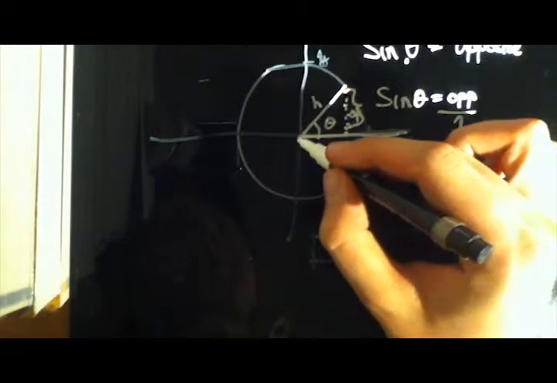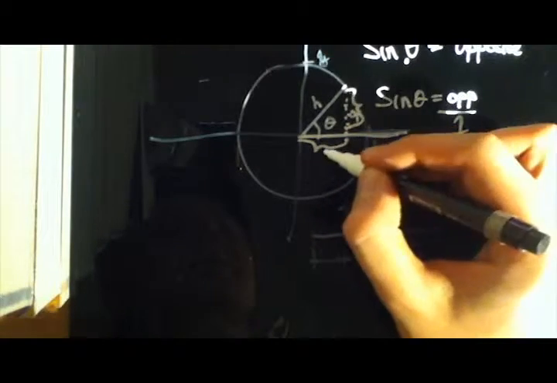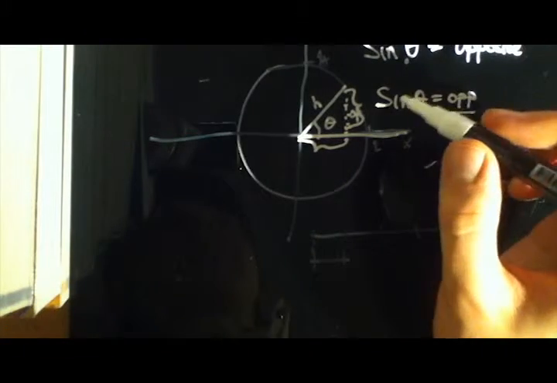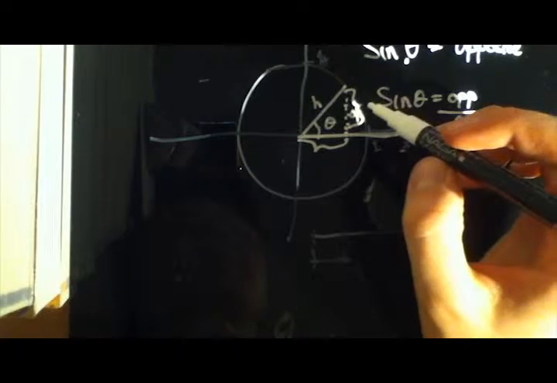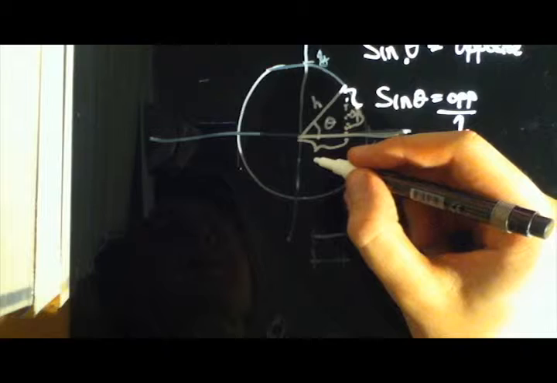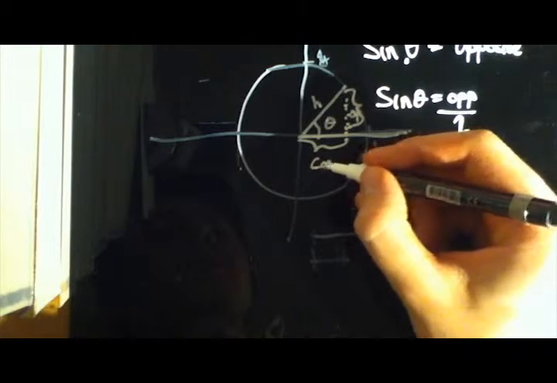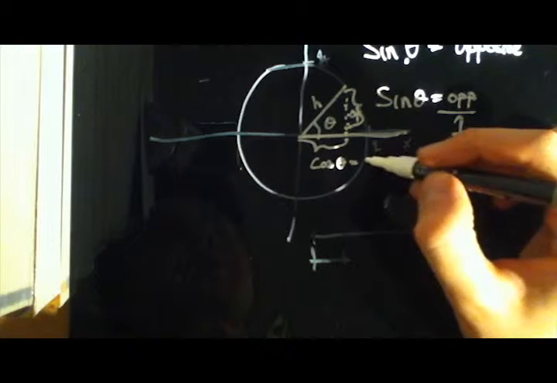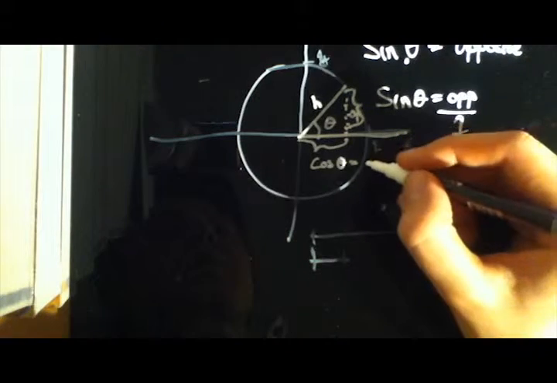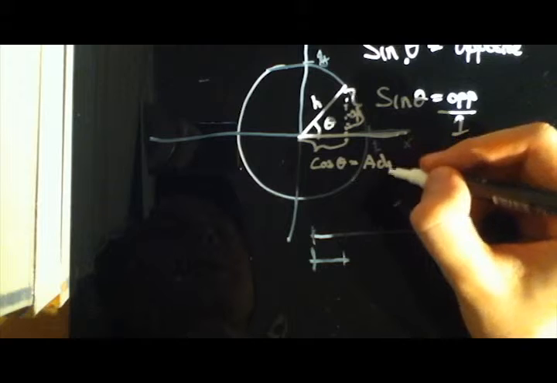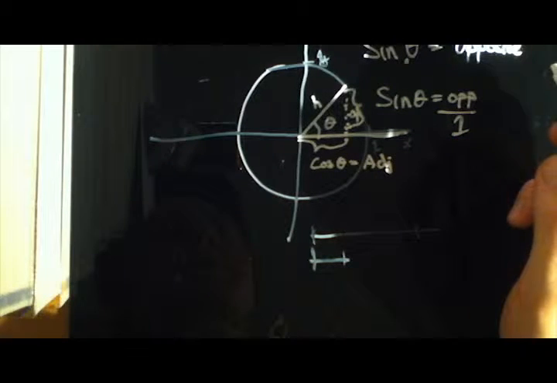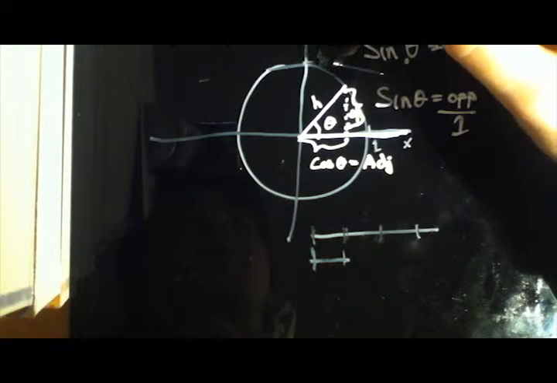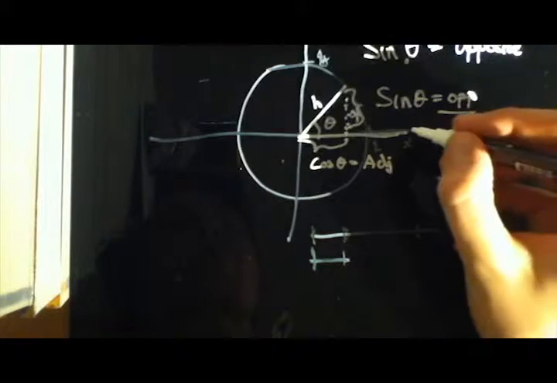Now what is cosine in this angle? Well, it's adjacent, which is this side, divided by hypotenuse. And remember again, the hypotenuse is the radius, which is equal to 1. So thereby, this is equal to the cosine of theta, because it's equal to adjacent over 1. So it's adjacent.